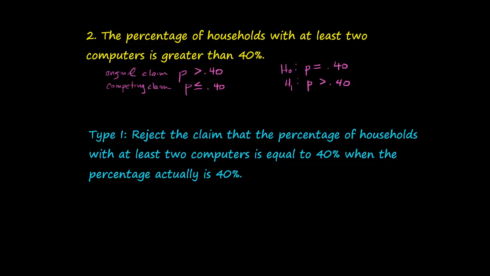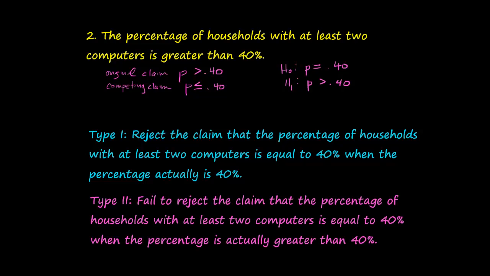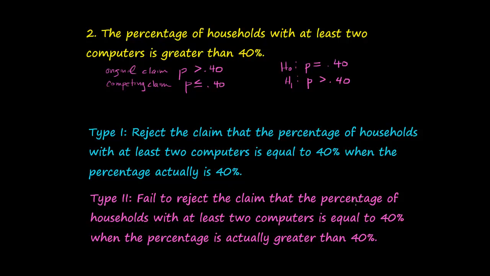Type 2 error, we failed to reject the claim that the percentage of households with at least 2 computers is equal to 40% when the percentage is actually greater than 40%. See our alternate hypothesis? Greater than 40%.